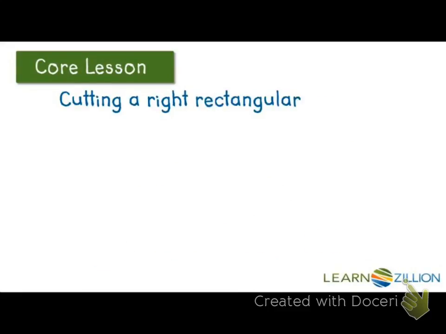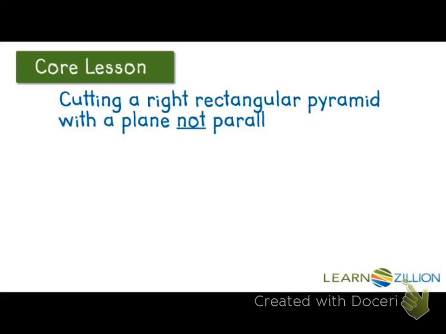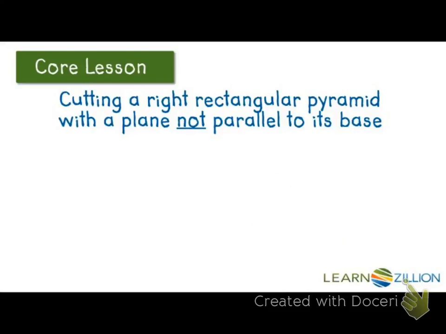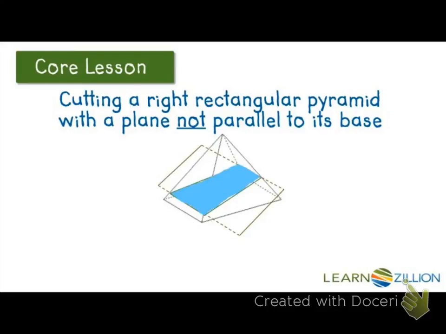Now think about taking a right rectangular pyramid and cutting it with a plane not parallel to its base. We slide the plane across the pyramid and take a look at the cross-section. Can you imagine what it might look like? Here's a diagram showing the cross-section. If we pull it out and just look at the cross-section, we can see that it has four sides, so it is a quadrilateral.